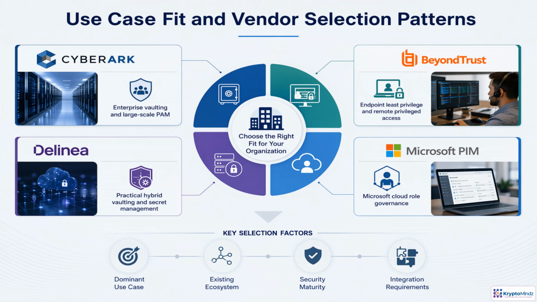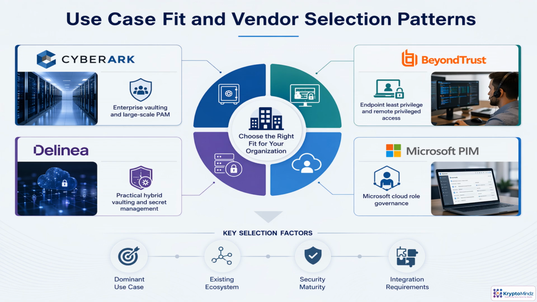Vendor selection should start with the problem, not the logo. If the priority is mature enterprise vaulting across complex systems, CyberArk often leads the evaluation. If endpoint privilege, vendor access, and remote support dominate, BeyondTrust becomes compelling. Delinea fits teams that need practical hybrid vaulting, secret management, and easier adoption.